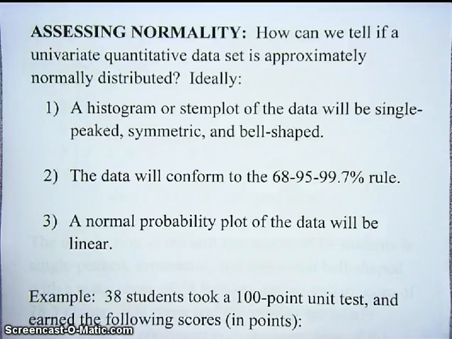The data would conform to the 68, 95, 99.7% rule, and a normal probability plot of the data will be linear. So again, these are ideal conditions, and in real-world situations, they're not going to be perfectly met, but you might be able to make a judgment call that your data are approximately normally distributed if these are close to being met. Here is an example.